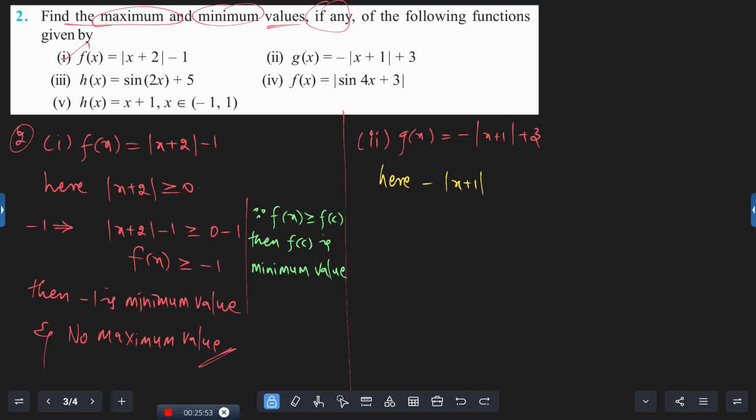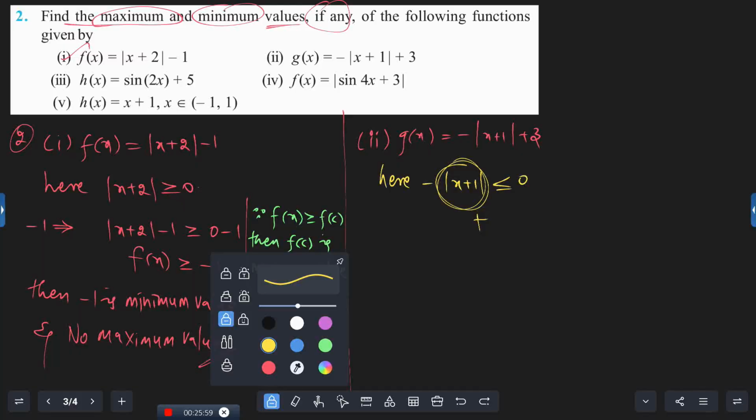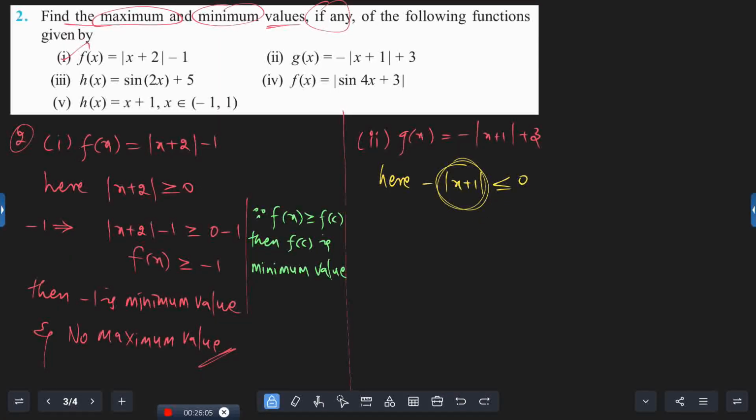So minus of modulus of x plus 1 is less than or equal to 0. Listen, modulus alone you take as positive, but outside there is minus. Minus into positive is minus only. So that only I am telling less than or equal to 0. Be careful. Now add 3 on both sides. So minus of modulus of x plus 1 plus 3 is less than or equal to 0 plus 3. The left hand side looks like the function, f of x less than or equal to 3.